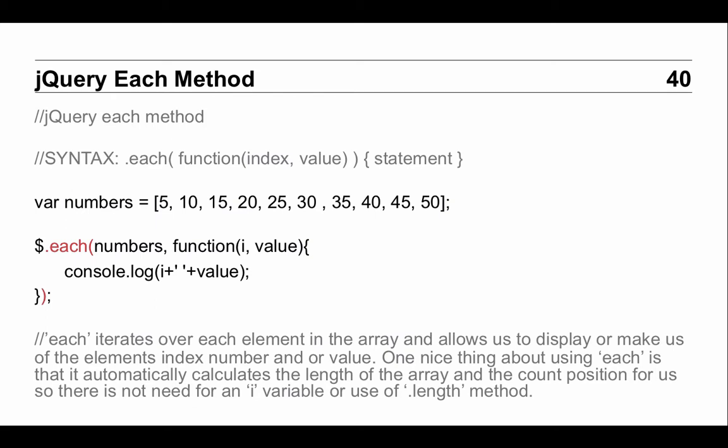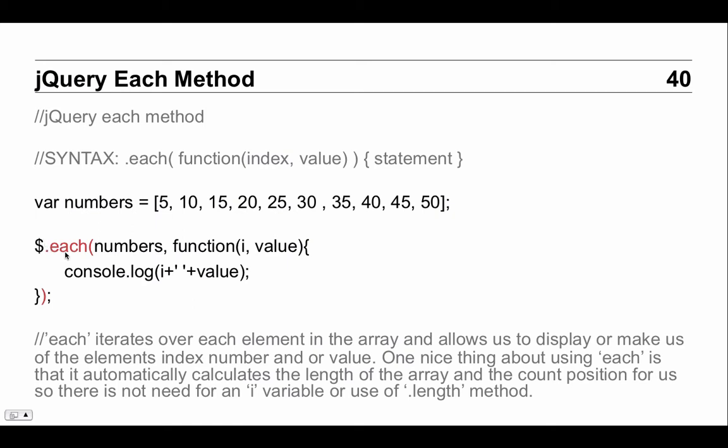So let's create a variable called numbers, and we'll set it equal to 5, 10, 15, 20, 25, 30, 35, 40, 45, 50. Okay, so here we just have an array full of numbers, and we're going to use the dollar symbol to call upon the jQuery object, and we're going to apply the jQuery each method here, which is a utility method built into jQuery.